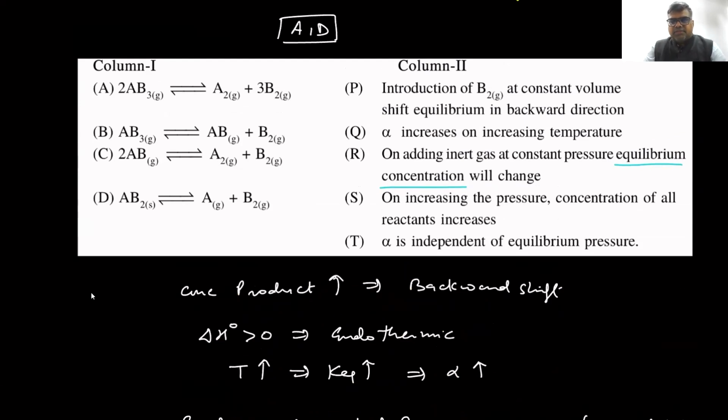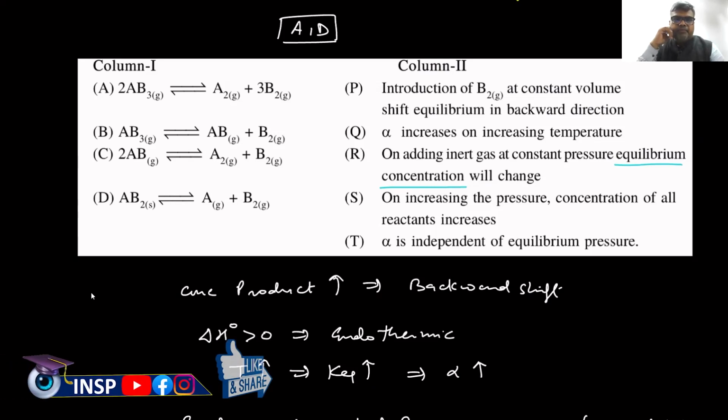Okay. The next part is given: on increasing the pressure, concentration of all reactants increases. If you increase the pressure, you are going to decrease the volume, and once you decrease the volume, the concentration of all the substances will be affected. So this is also an option valid for all except the D option. Because in D, when you are heating a solid, you are getting gaseous substances. As the equilibrium is affected, that solid will be consumed and equilibrium will be reestablished. So the concentration of A and B2 will remain a constant value. They cannot be affected because the AB2 term is not involved in terms of volume.